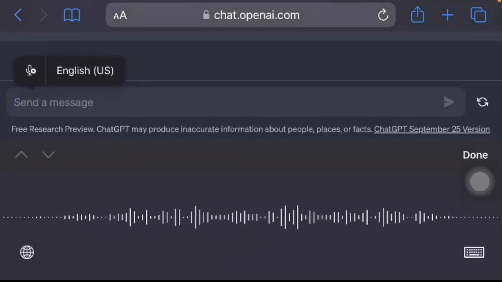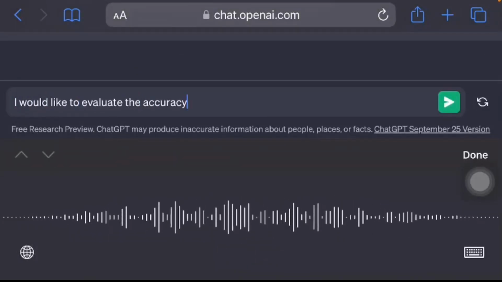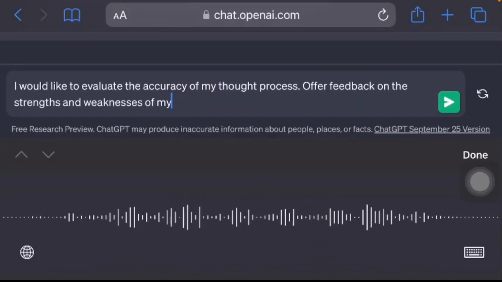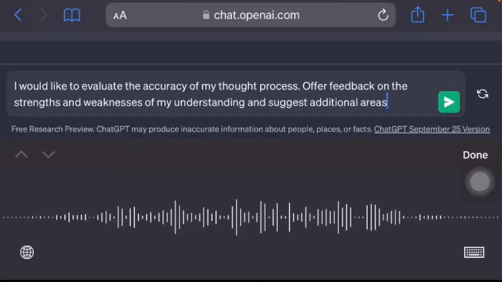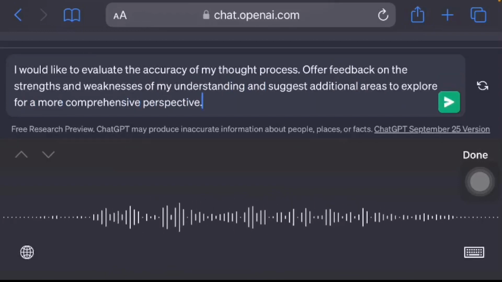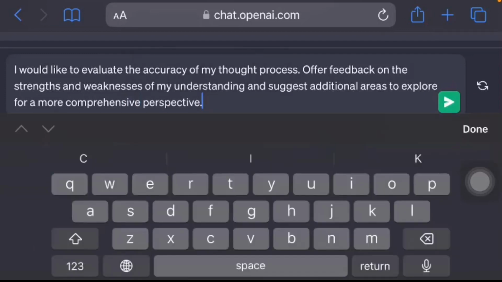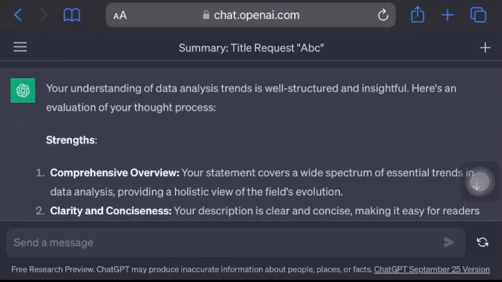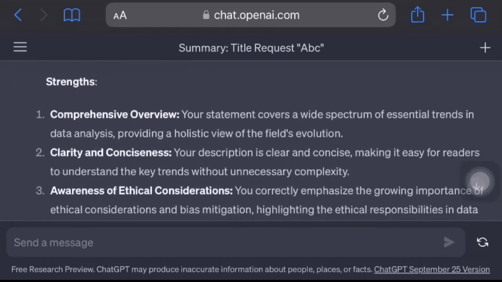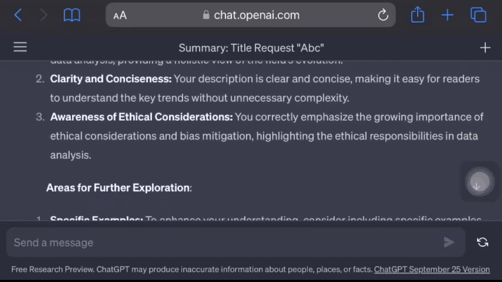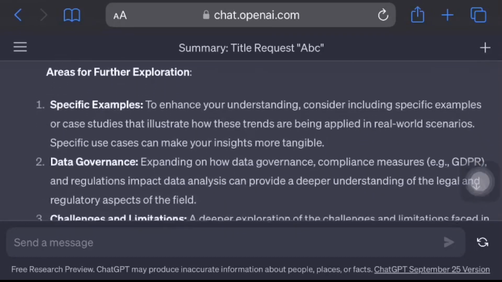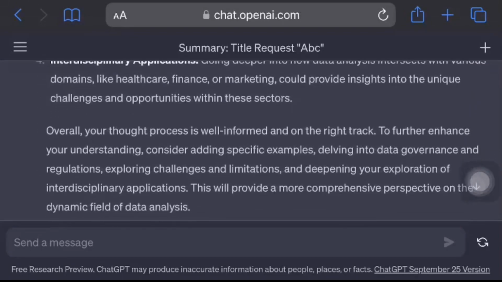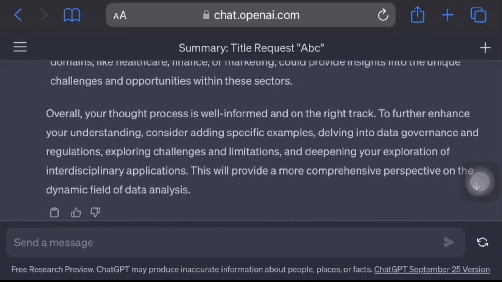Here is another impactful prompt. I would like to evaluate the accuracy of my thought process, offer feedback on the strengths and weaknesses of my understanding, and suggest additional areas to explore for a more comprehensive perspective. And then type your thought below. This prompt is particularly valuable as it compels you to articulate what you have learned in your own words. You are forcing yourself to engage in critical thinking. In the second part of the prompt, you are also seeking feedback to fill the gaps.